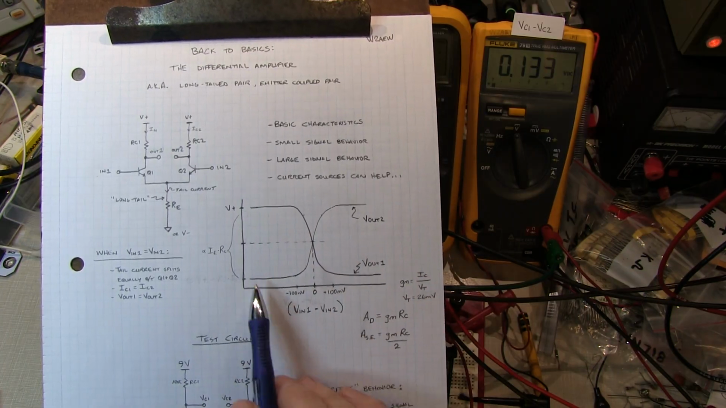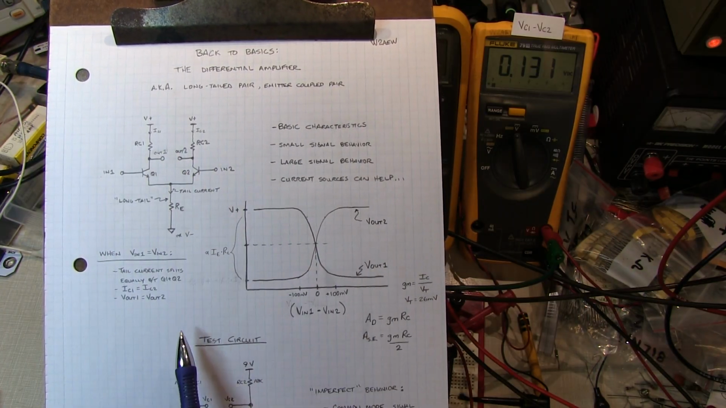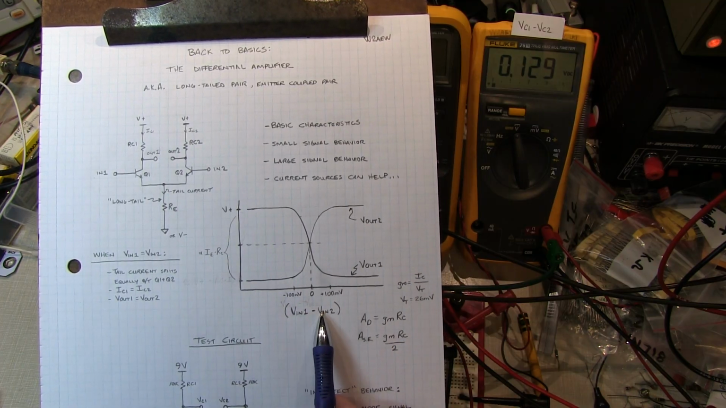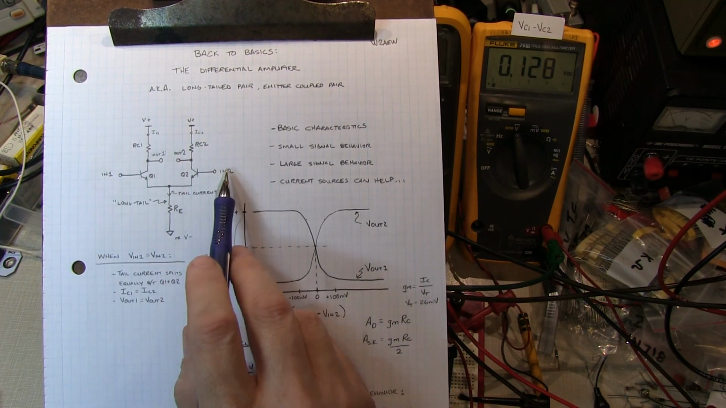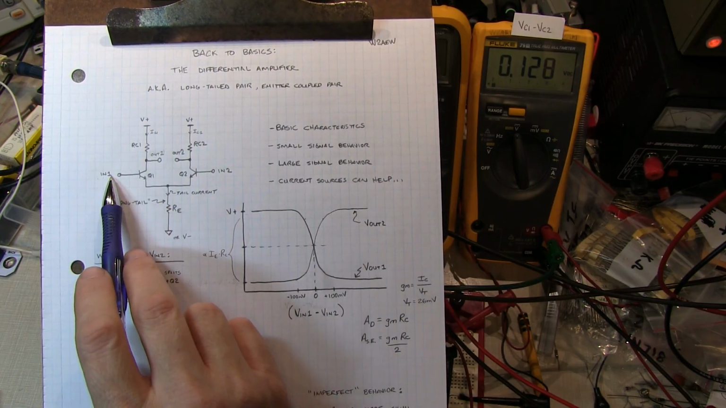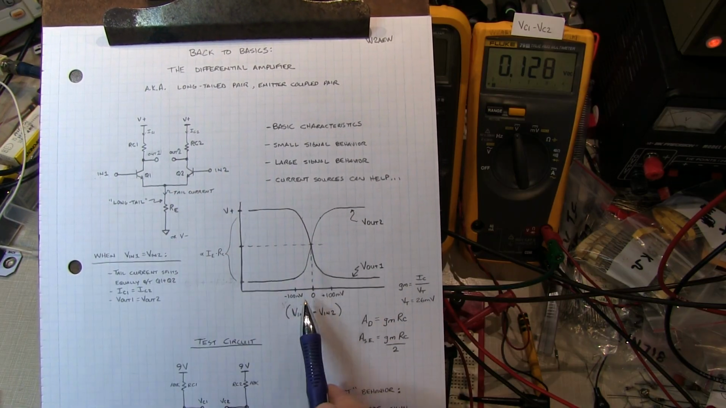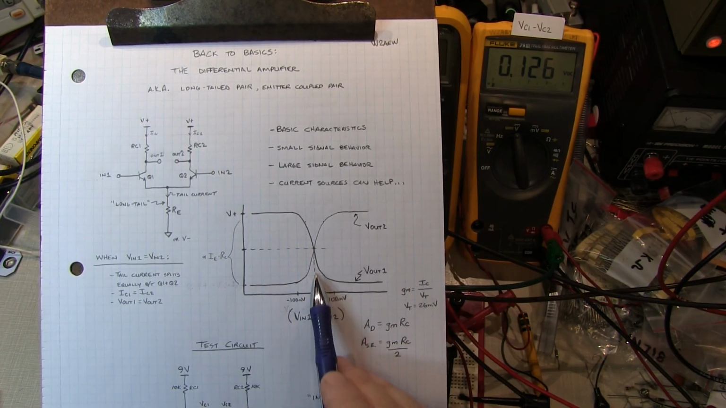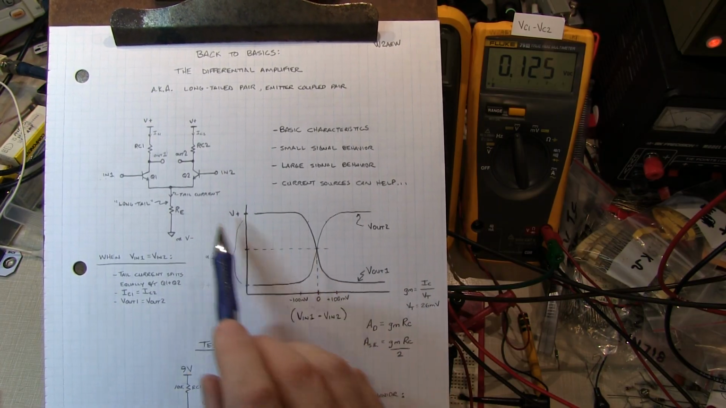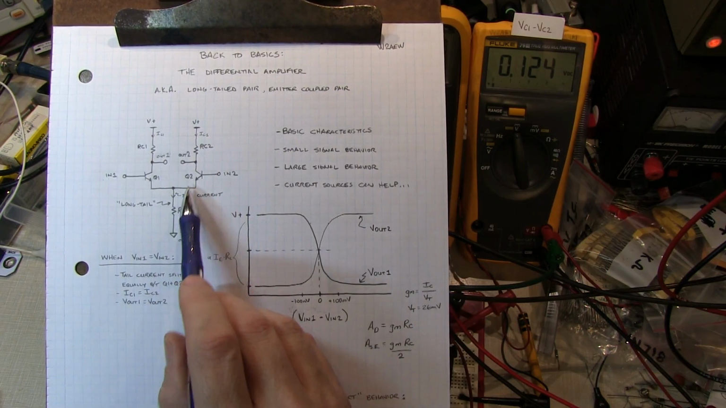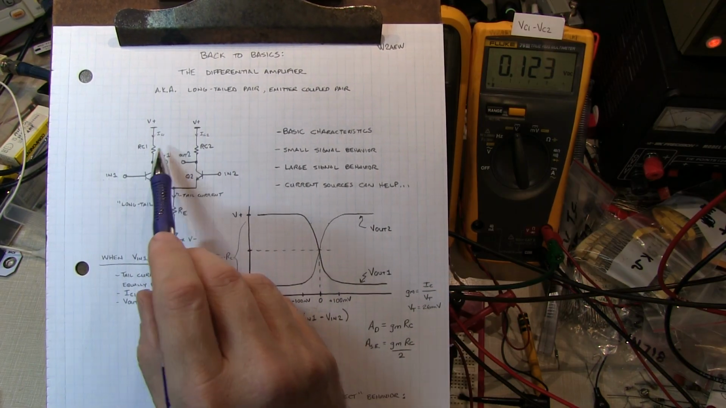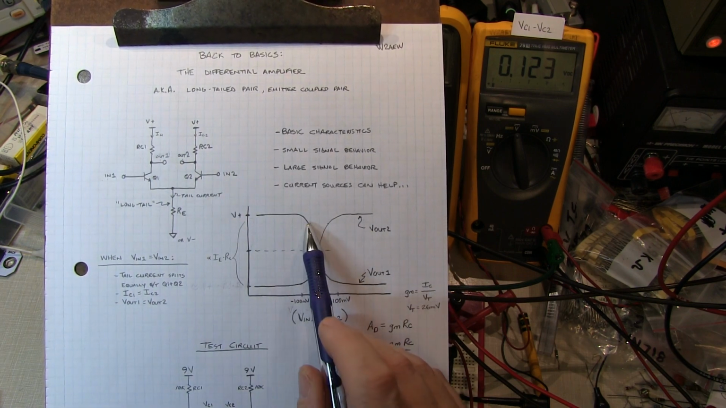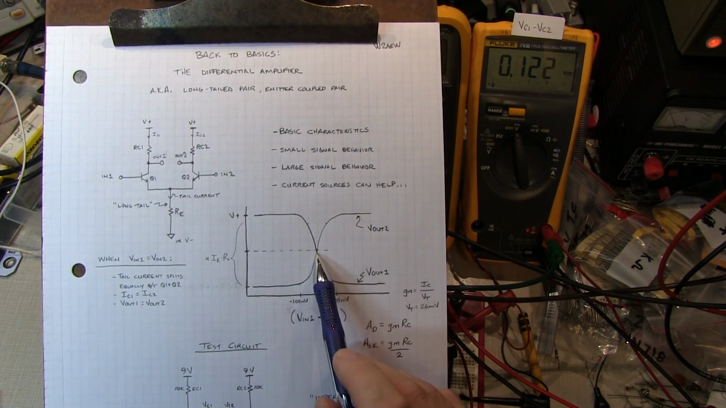This graph represents the transfer characteristics of this diff amp. Think of this axis as the input voltage difference, Vin1 minus Vin2. When Vin1 is equal to Vin2, that's when this difference is 0. That's right here in the center of the graph. At that point, the tail current splits equally between the two transistors. The voltage drop at Vout1 and Vout2 is going to be the same, so that's why these two curves cross each other.